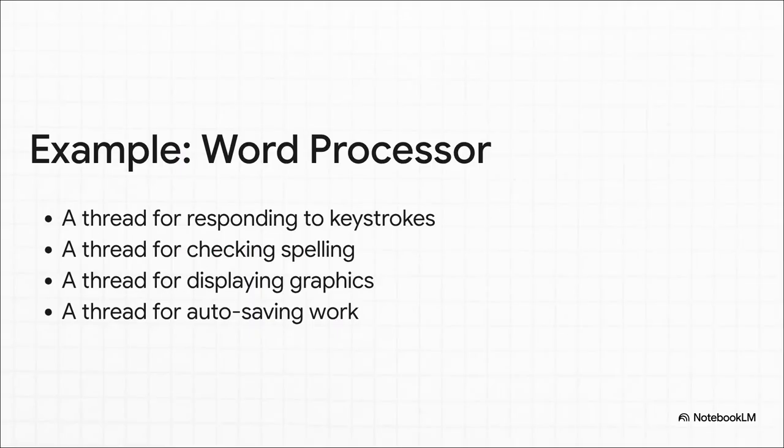A modern word processor is actually a perfect example of this. You've got one thread that's just handling your typing, so the cursor moves the instant you press a key. At the very same time, another thread is busy checking your spelling in the background. A third one might be displaying images, and a fourth could be auto-saving your work every few minutes. All these little workers are cooperating to give you that smooth, seamless experience.